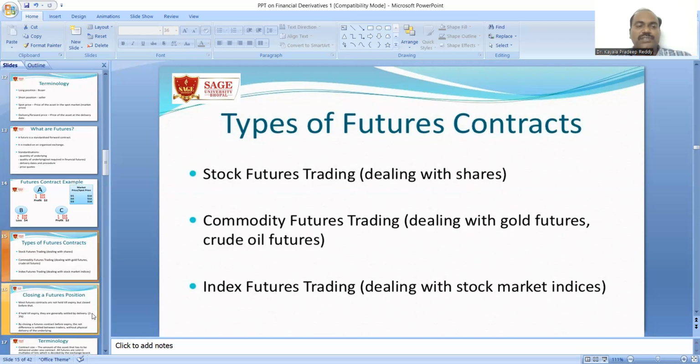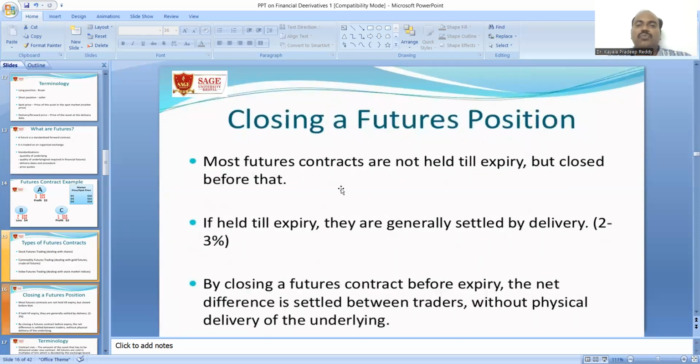And next, how to close a futures position. Most futures contracts are not held till expiry but closed before the date, because if they are held till expiry, they are generally settled by delivery. That is, only 2 to 3% of the transactions are done in this manner. And by closing a futures contract before expiry, the net difference is settled between traders without physical delivery of the underlying.